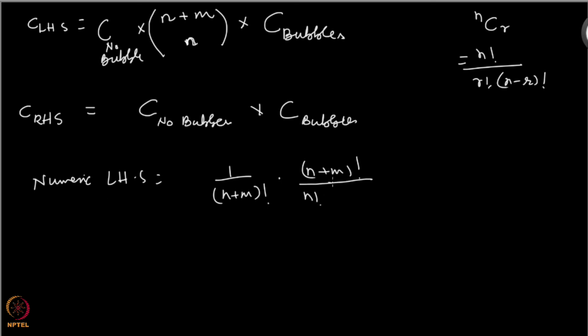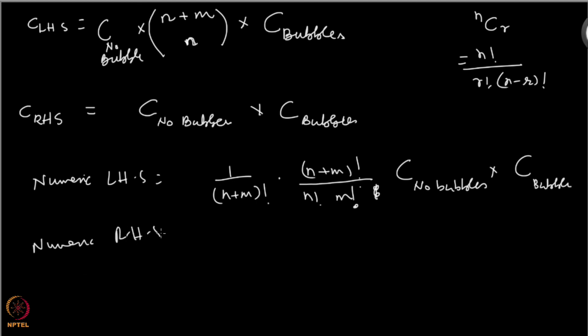This piece times C with no bubbles times C with bubbles. And what is the numeric factor for the right hand side? It is just 1 over n factorial times 1 over m factorial, because that is what we had here. And the CRHS is just C times C of no bubbles times C of bubbles.